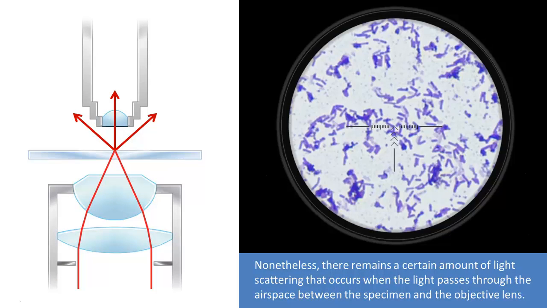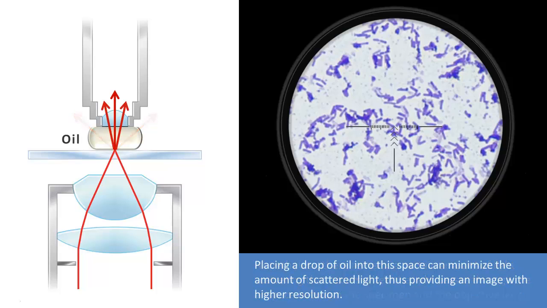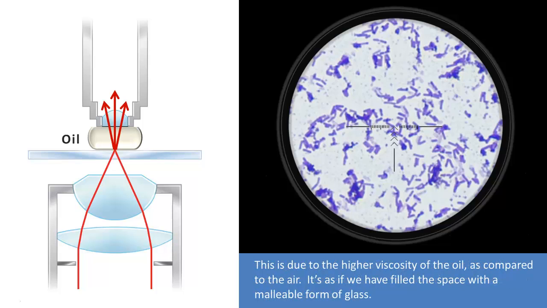Nonetheless, there remains a certain amount of light scattering that occurs when the light passes through the airspace between the specimen and the objective lens. Placing a drop of oil into this space can minimize the amount of scattered light, thus providing an image with higher resolution. This is due to the higher viscosity of the oil as compared to the air. It's as if we have filled the space with a malleable form of glass. Let's give it a try.